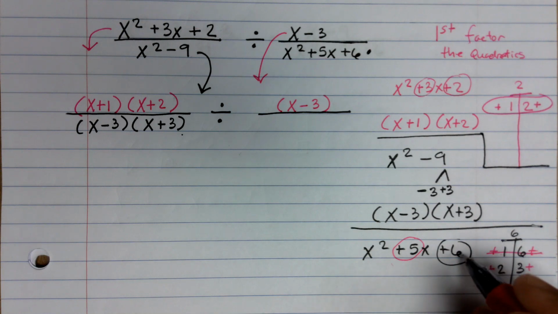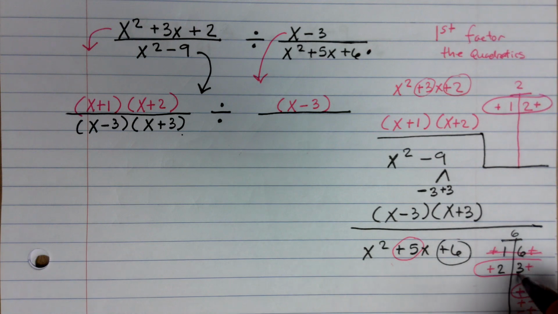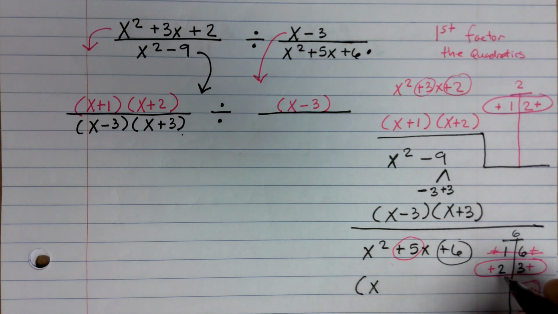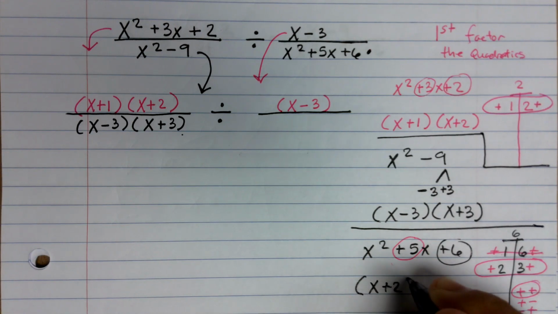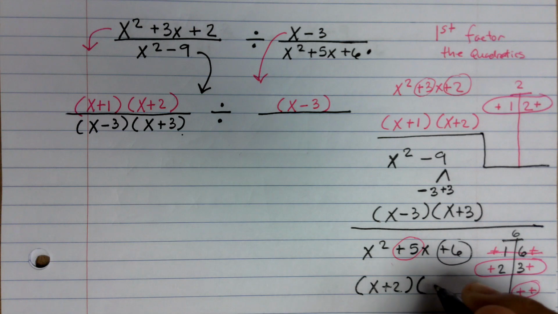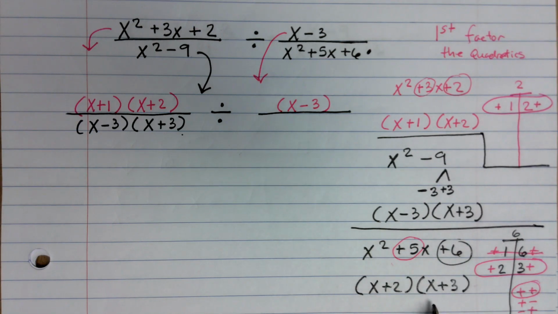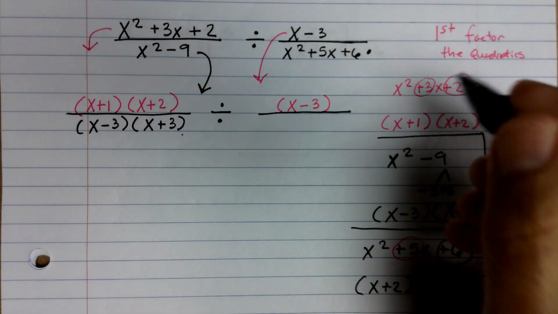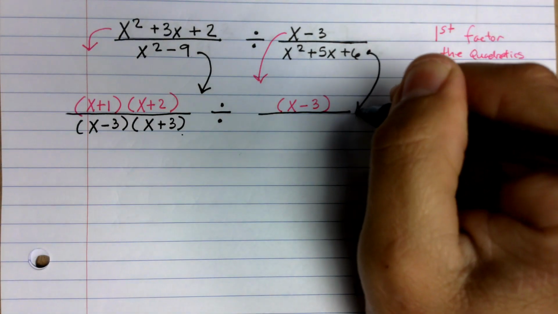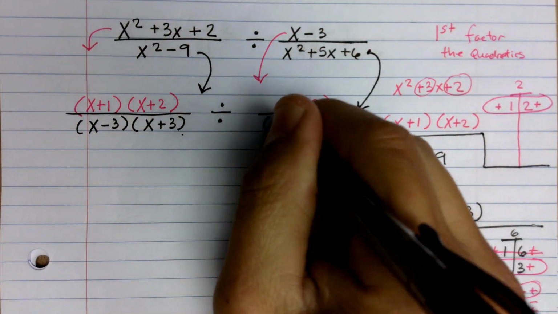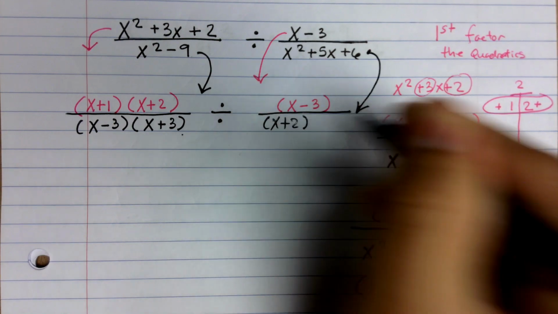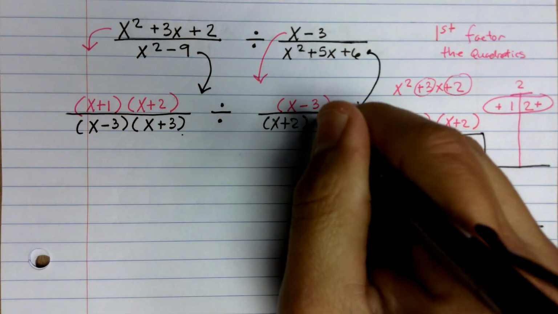And 2 times 3 gives me 6. And 2 plus 3 gives me 5. So those are my factors. Now I'm going to write those factors out. We end up having x plus 2 and x plus 3. So now I'm going to take these factors and I'm going to write them in my denominator in place of that denominator. So x plus 2 and x plus 3.